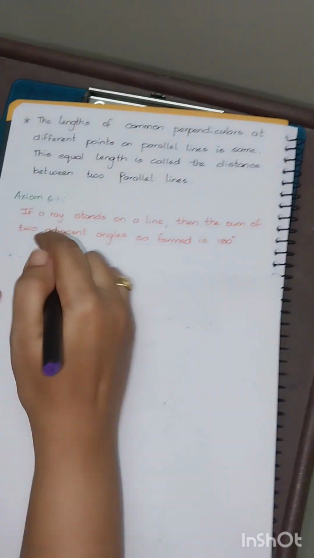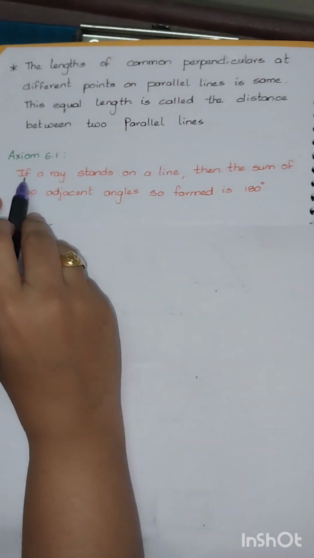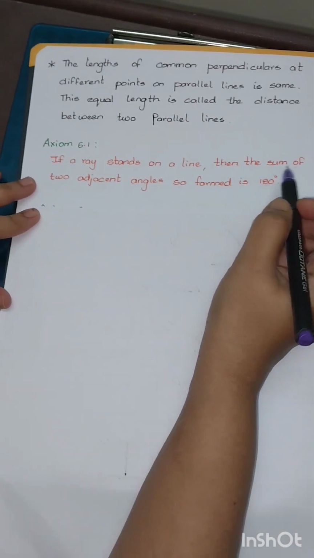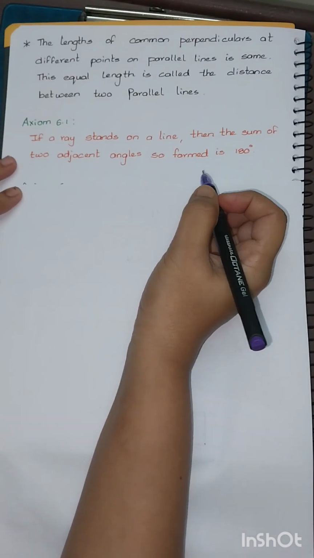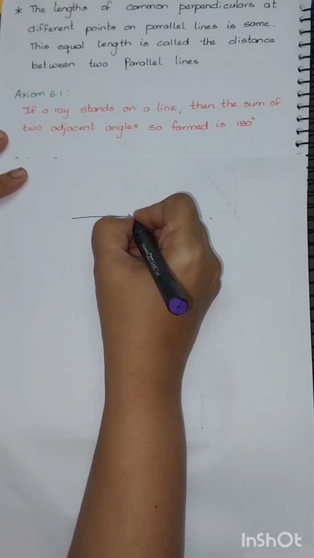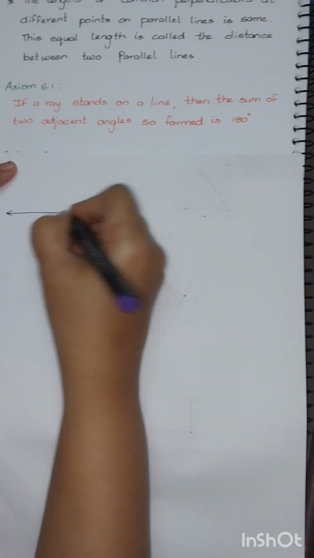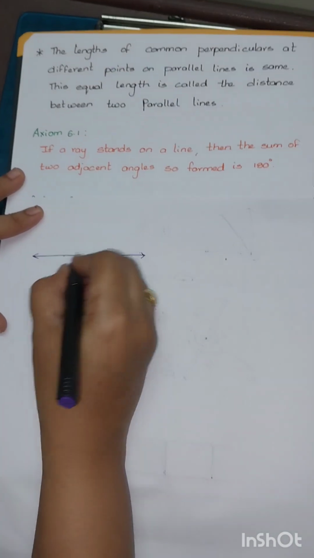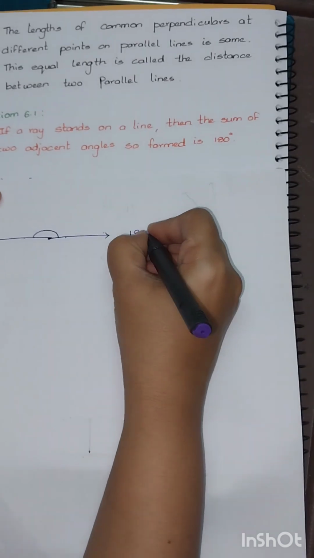What is axiom 6.1? Axiom 6.1 says, if a ray stands on a line, then the sum of the two adjacent angles so formed is 180 degrees. So, if a ray stands on a line, okay, this is the common point. If a ray stands on the line, then the sum of two adjacent angles is 180 degrees.